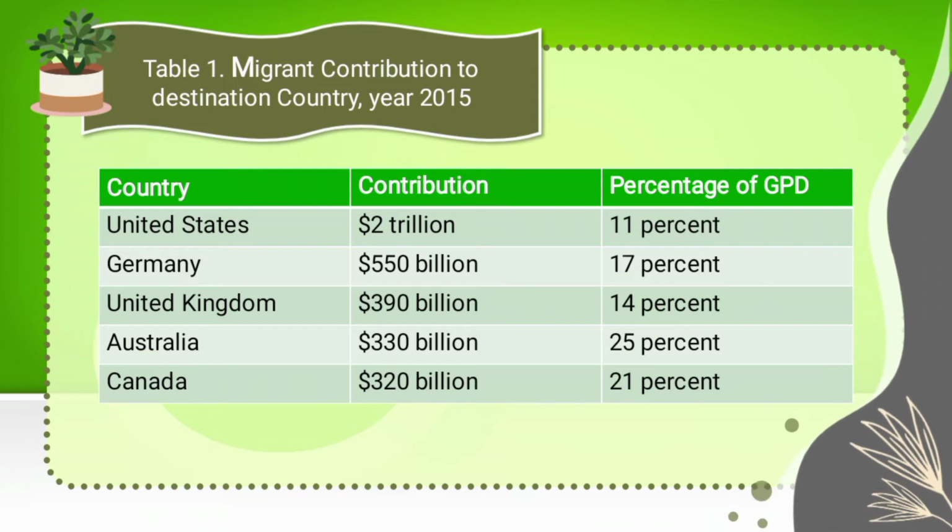GDP, or Gross Domestic Product, is the total monetary or market value of all the finished goods and services produced within country borders. So just the overview of the standard of what it means by contribution, and to show the relationship in the table between the country, the contribution, and the percentage of GDP.